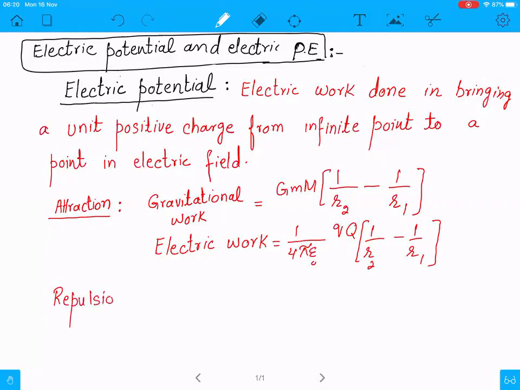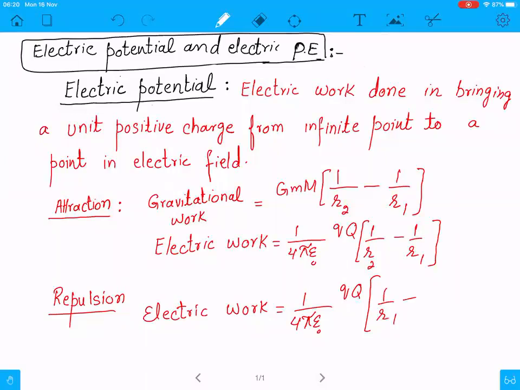In case of repulsion, the formula will change. In case of repulsion, the electric work will be 1 over 4 pi epsilon naught smaller q capital Q into 1 over R1 minus 1 over R2.